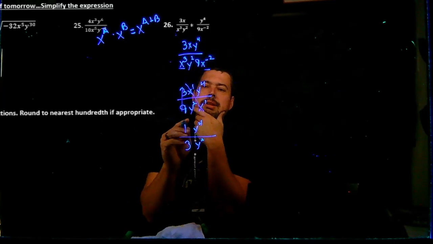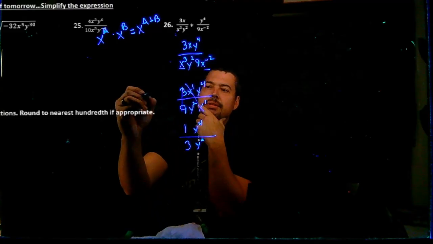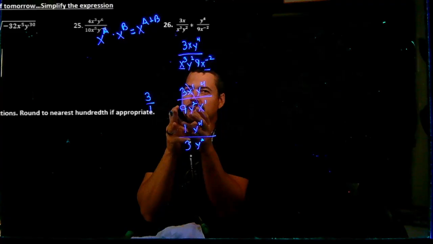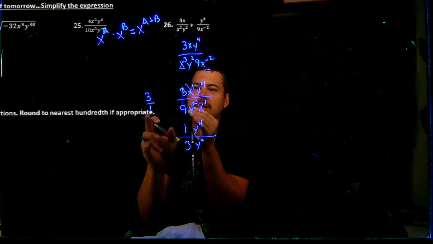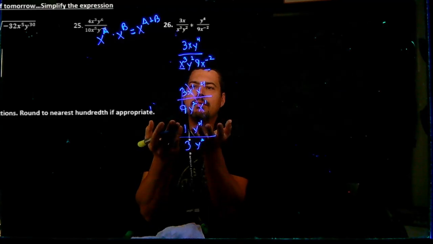Now, what you'll see often on a standardized test is they'll have an answer choice that has 3 over 1, because a lot of kids make that mistake. Probably around 20% of the student body makes that mistake. Don't be that kid. It was 1 over 3, not 3 over 1. I got y to the 4th over y squared.